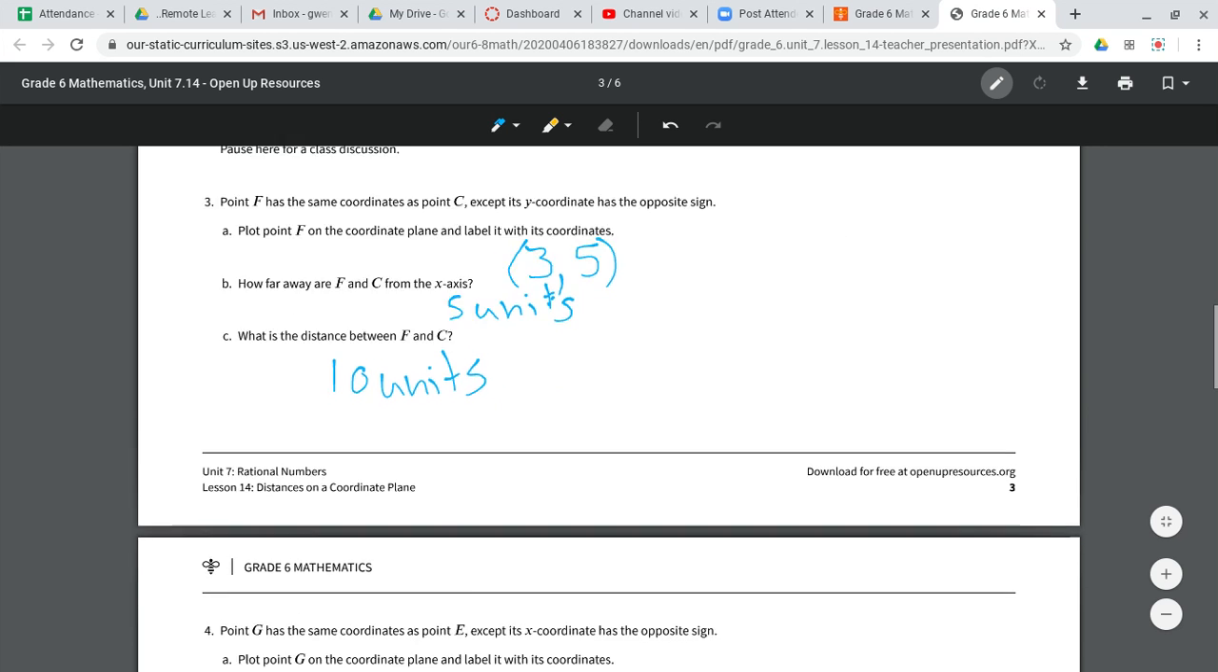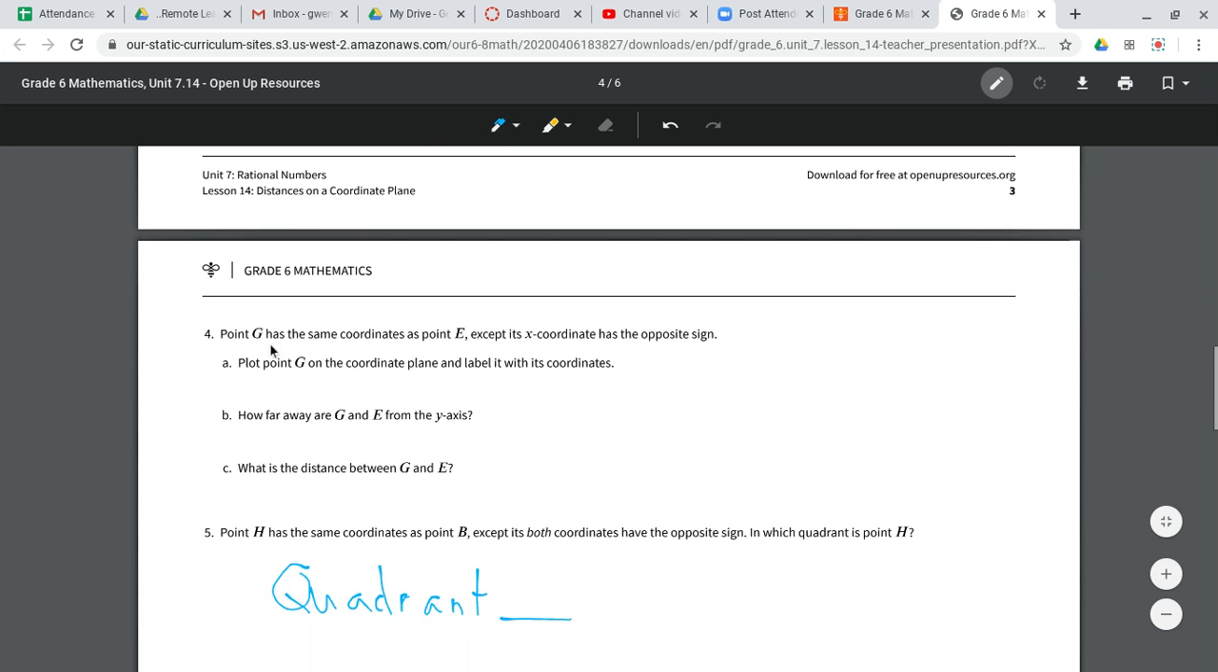Excellent. Okay, our next question. Point G has the same coordinates as point E. So remember, E had the coordinates of, let me write it right over here. E was -5, +3. So E, except its x coordinate, has the opposite sign. So what's the opposite of a -5? +5. So for G, we're going to have a +5 and a +3.